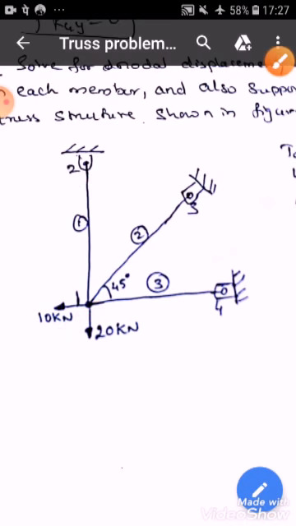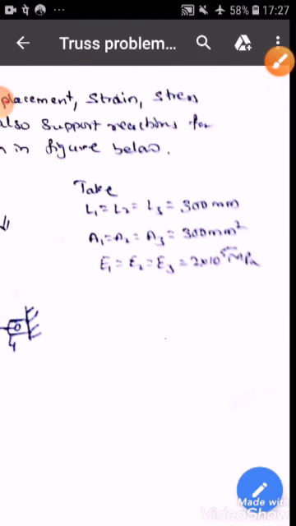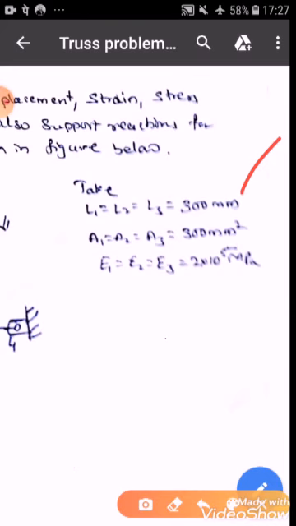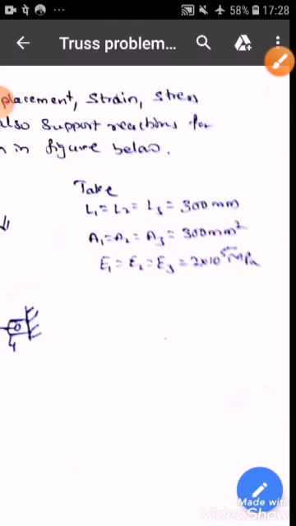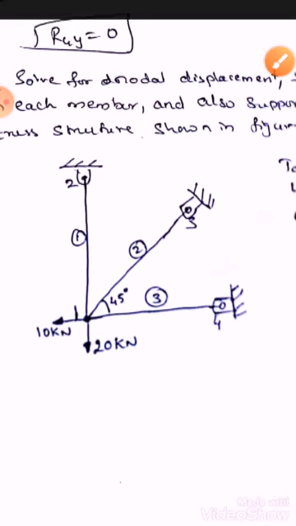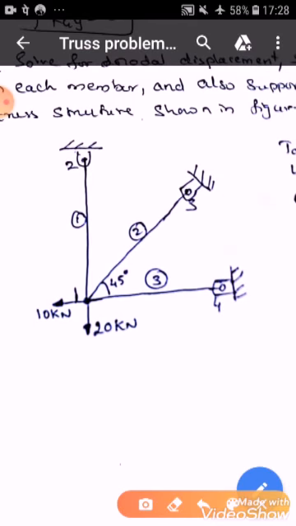Just for your reference, we have already given you L1, L2, L3 as 300 mm, and A1, A2, A3, that is the area, is also 300 mm square. Young's modulus E1, E2, E3, all the elements are made of the same material, that is 2 into 10 raised to 5 MPa. Okay, I will give you the hints.